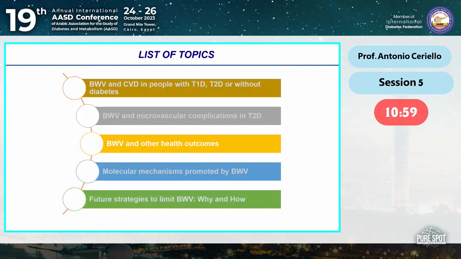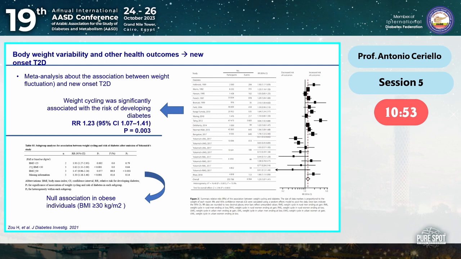But what about body weight variability and other health outcomes? The worst evidence is that if somebody goes up and down, has a very high chance of developing type 2 diabetes. So it's not only obesity or overweight by itself a risk factor for developing type 2 diabetes, but also if you go up and down in time, you have even higher risk of developing type 2 diabetes. So it seems that something that must be avoided to preserve people from developing type 2 diabetes.